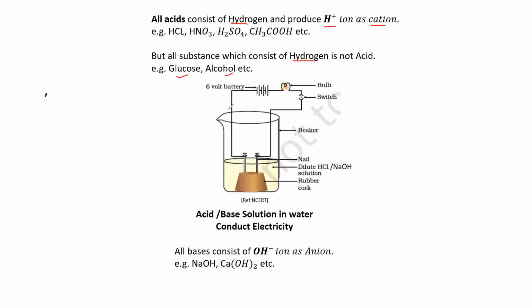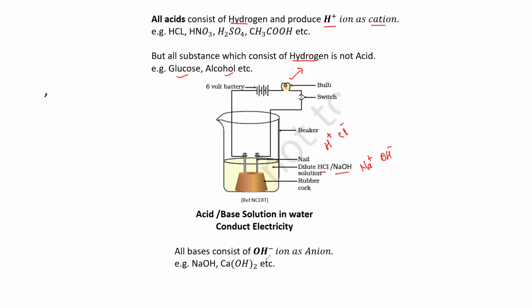So how will we come to know that an acid or base produces ions? In this experimental setup, we have dilute HCl and NaOH, tested separately. When ion formation takes place, in the case of HCl we get H plus and Cl minus. In the case of NaOH, we have Na plus and OH minus. When these ions separate, movement takes place inside the circuit, and finally the bulb glows. That shows that it is converted into the form of ions.